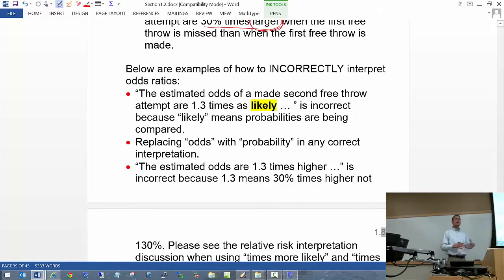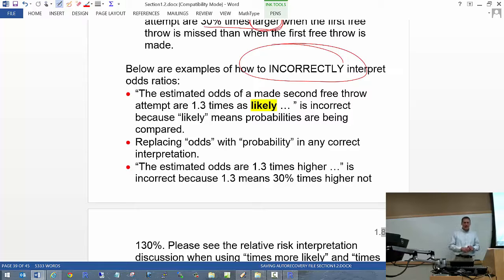So here are some incorrect interpretations. Circle the incorrect ones there just to make sure you're getting it. The estimated odds of a made second free throw attempt are 1.3 times as likely. Notice the word likely there. We were talking about that a little bit earlier. I know it makes you want to use the word likely there, but you've got to be very precise in what you say. Likely corresponds to probability. So here you are talking about probabilities, and then you're also talking about odds at the same time. And that is somewhat confusing.